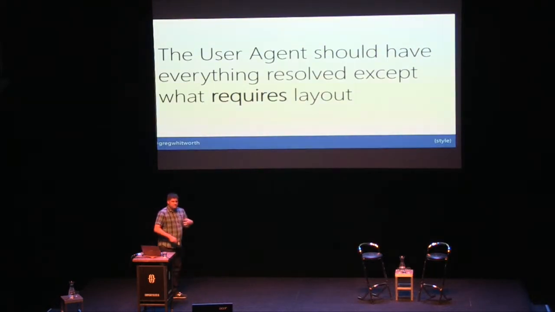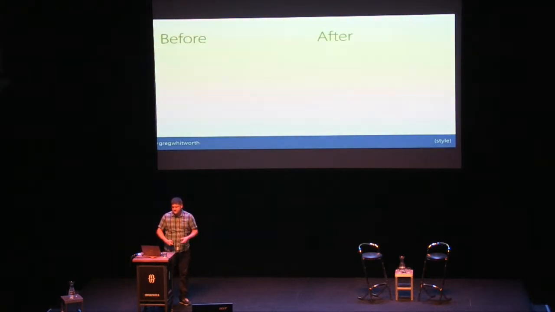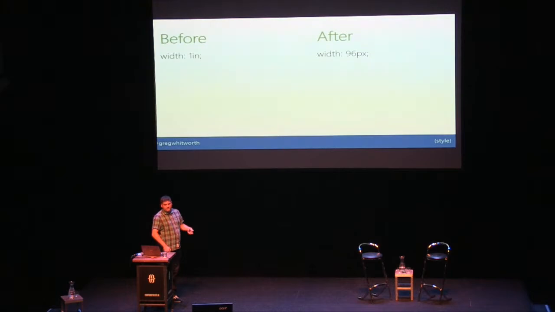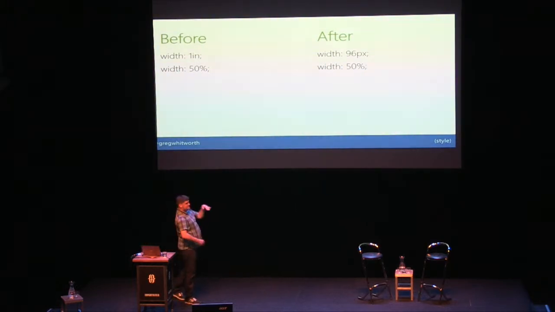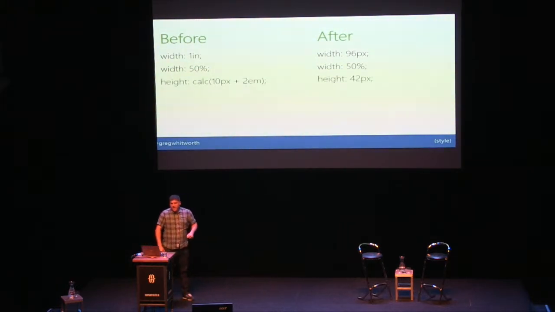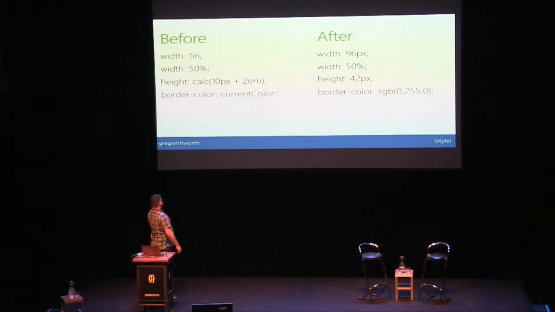I'm a very visual person, and so I think one of the easiest ways to understand what style computation is, is to look at some examples. Before, we have a width of 1 inch. This is an absolute value, so it comes out at a width of 96 pixels. A width of 50% we can't resolve until we know the containing block, so it exits still as a percentage. The height of calc(10px + 2em): again, we already know what ems are relative to, assuming that we know the font size, which we do. So this comes out as a height of 42 pixels.